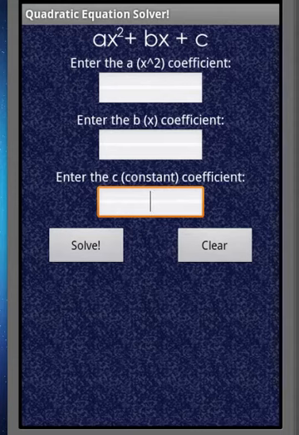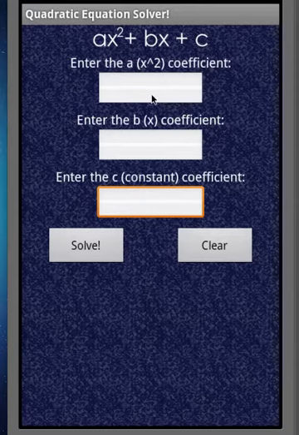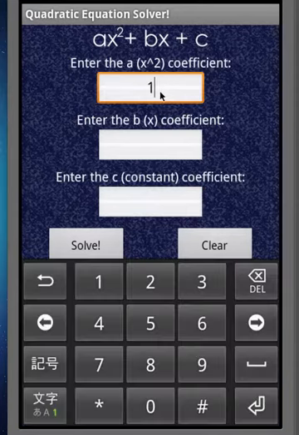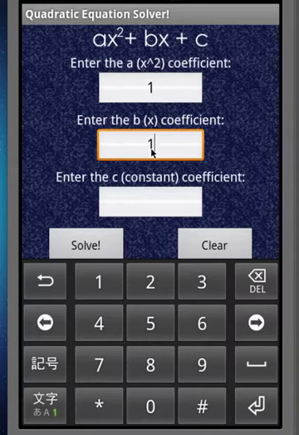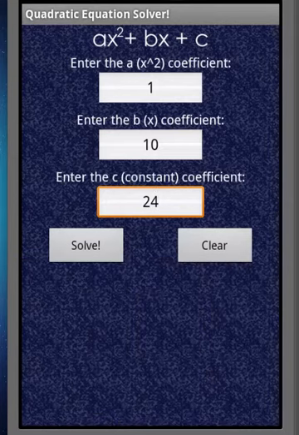Let's take x squared plus 10x plus 24. Now, if you have x squared plus 10x plus 24, your coefficients are going to be 1, 10, and 24. A is in front of the x squared term, b is in front of the x term, and c is your constant. So I'm just going to put that into the program, and we're going to see what we get here. So a is 1, b is 10, and c is 24. And then I'm just going to hit the solve button and see what we get.